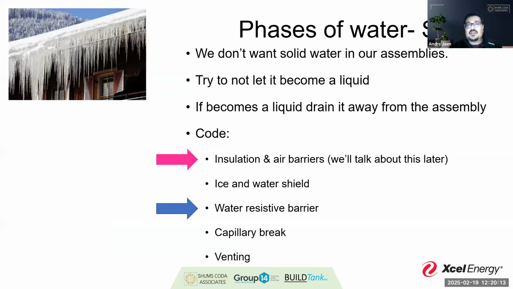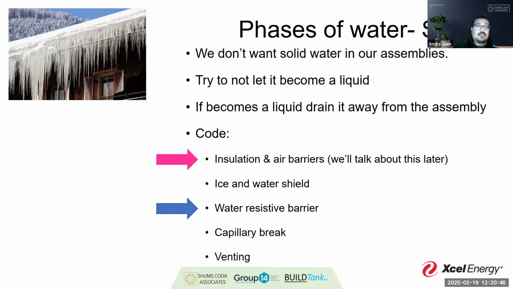So for phases of water, obviously we don't want solid water in our assemblies at all. We try to not let it become a liquid either, but we know that that's part of worrying about where we put certain parts of this assembly, our vapor barriers, right, and working with our air barriers. We want to make sure we're not creating interior dew points in the building where that water wants to consolidate into moisture and then move from that liquid state into a place where it can possibly freeze. And we want to make sure that we're draining it away. Now, we will talk about insulation and air barriers with significantly more depth here.